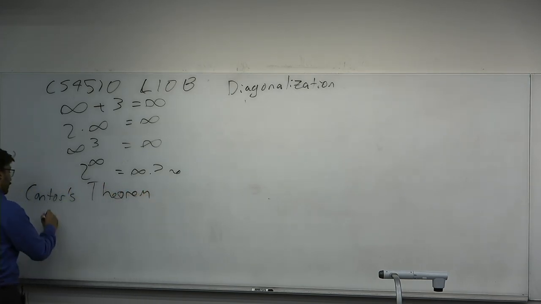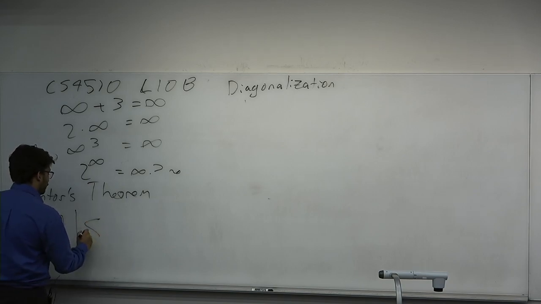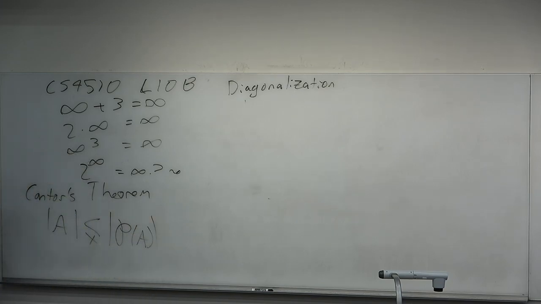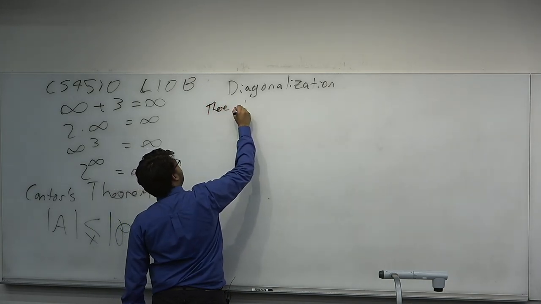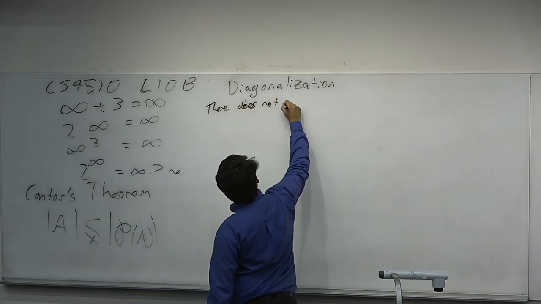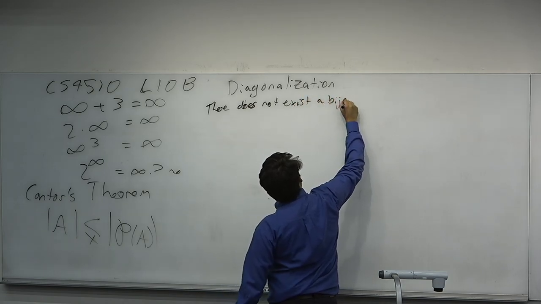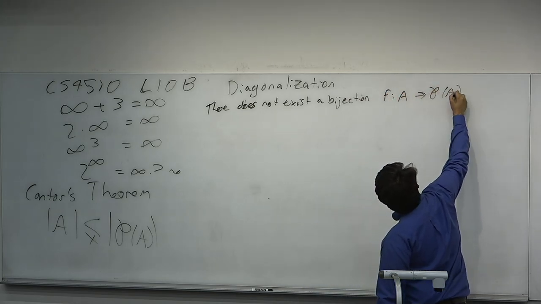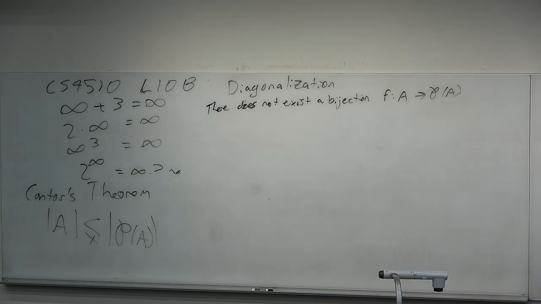It says that there does not exist a bijection from a set to its power set. The cardinality of the power set of any set is strictly greater than that of the set itself. There does not exist a bijection from any set A to the power set of A. This is for any set A, including infinite sets A.